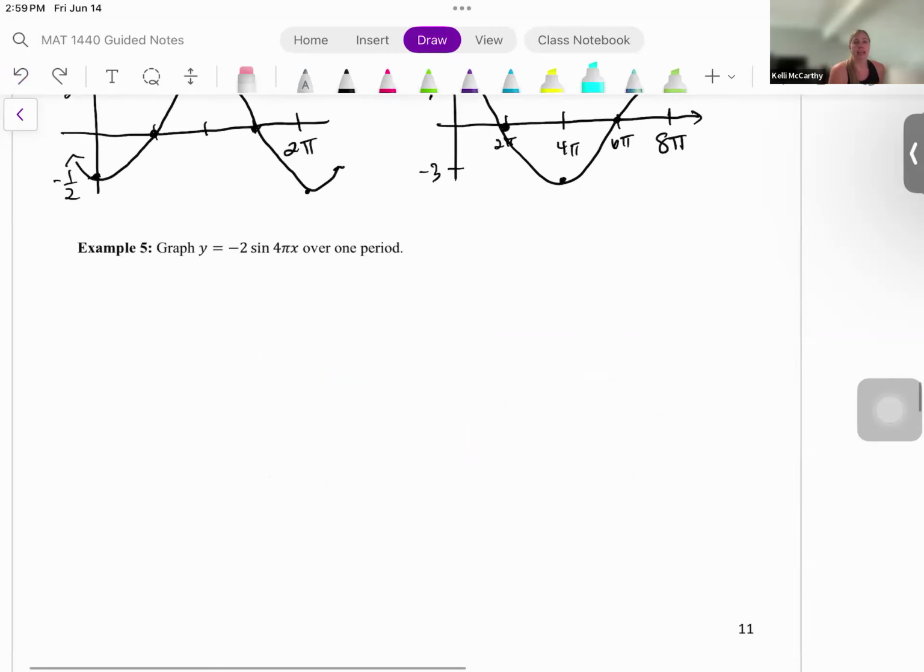Graph y equals -2 sine of 4 pi x over 1 period. So now we've got a lot going on here. Okay, we've got that negative out front. We've got this 2, and then we have this 4 pi. The negative out front is going to be that vertical reflection, the reflection over the x-axis.